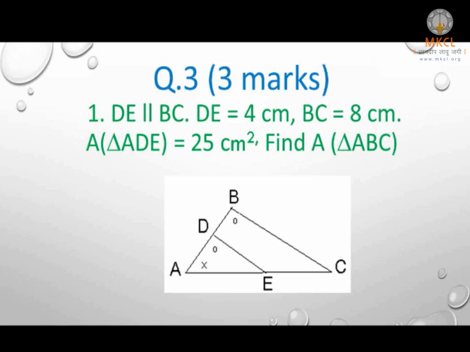Now you will have to first show that triangle ADE and triangle ABC are similar triangles so that you can easily find the ratio of their areas, because we know that the ratio of the areas of similar triangles is equal to the ratio of the squares of the corresponding sides. It is easy to show the two triangles are similar.